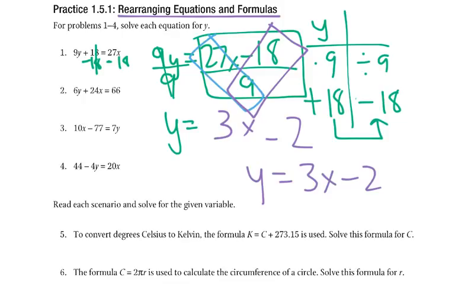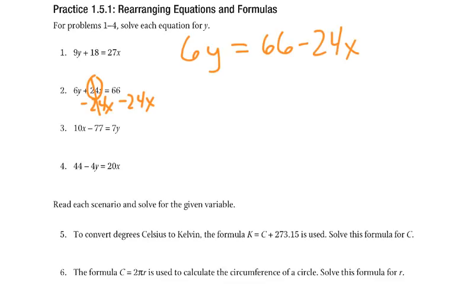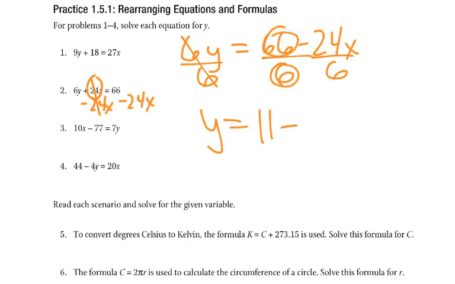If we look at number 2, I've got the 24x on the same side, so I subtract by 24x. That becomes 0. We're left with 6y equals 66 minus 24x. Then I divide by 6. If I want to, I can think of each piece being divided by 6. That works too. That becomes 1. Y equals 66 over 6 is 11 minus 24 over 6, 4x. There's our starting number, and there's our growth. So it's a linear equation. We could easily graph from that.